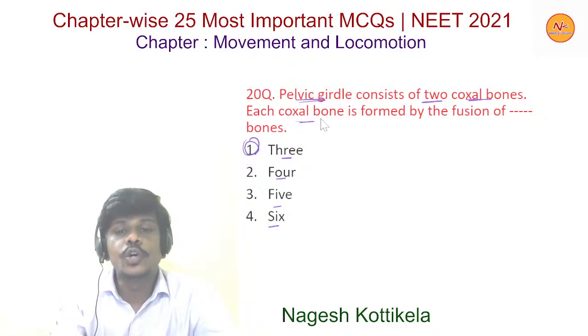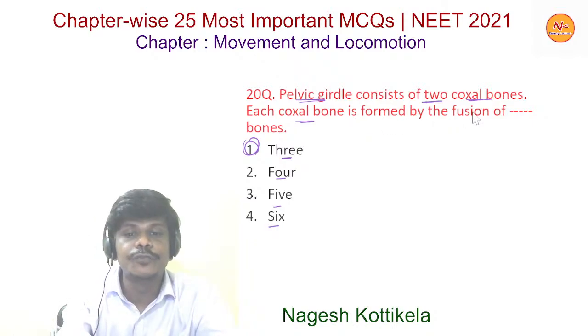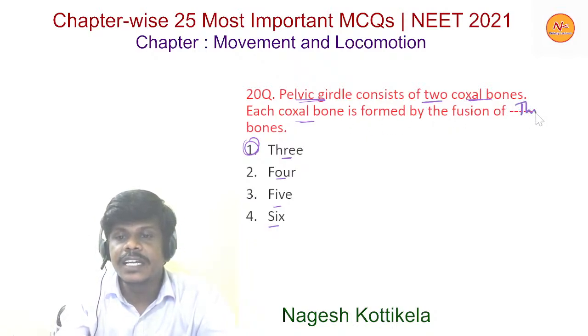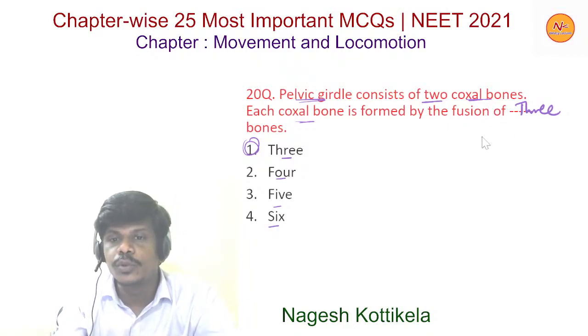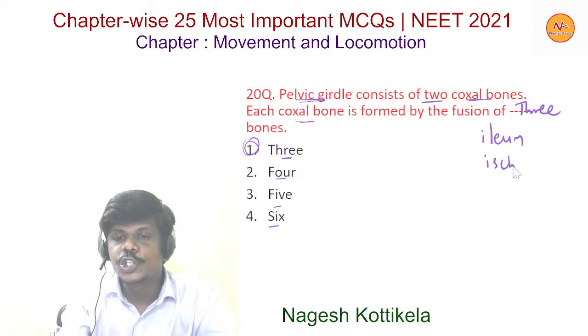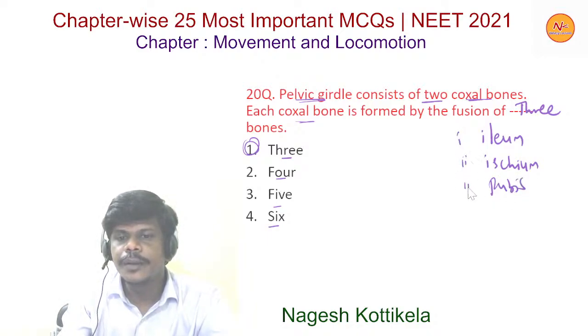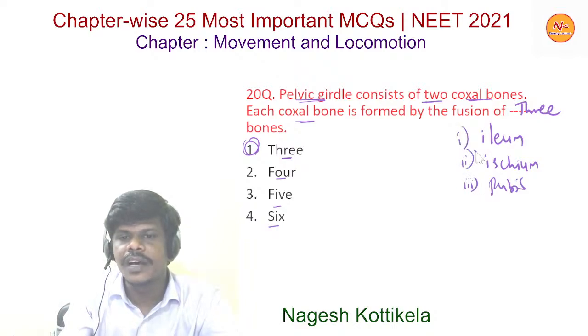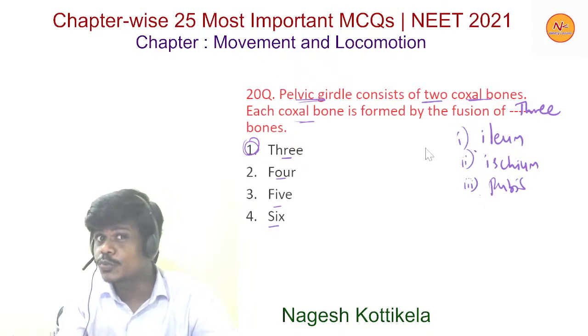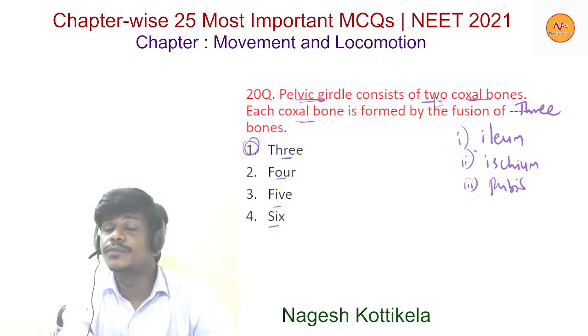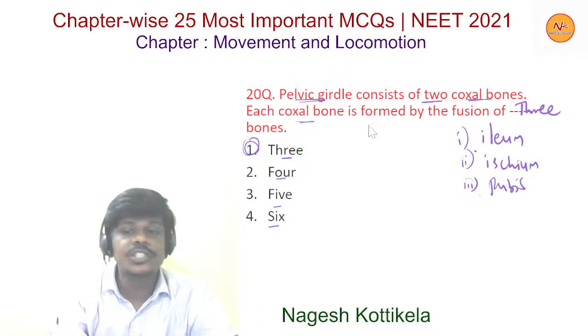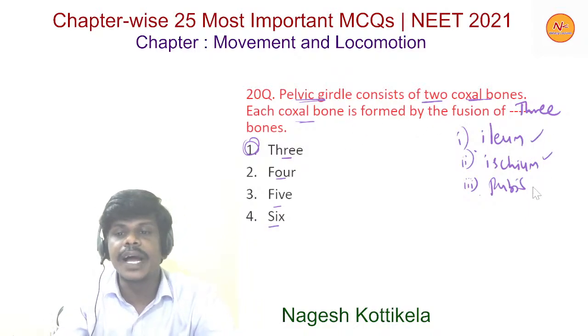Here each coxal bone is formed by the fusion of 3 bones, and these 3 bones are ilium, next ischium, and next pubis. So these are the 3 types of bones. I repeat this once again. Pelvic girdle consists of 2 coxal bones, and each coxal bone is formed by the fusion of 3 bones. They are ilium, ischium, and pubis.